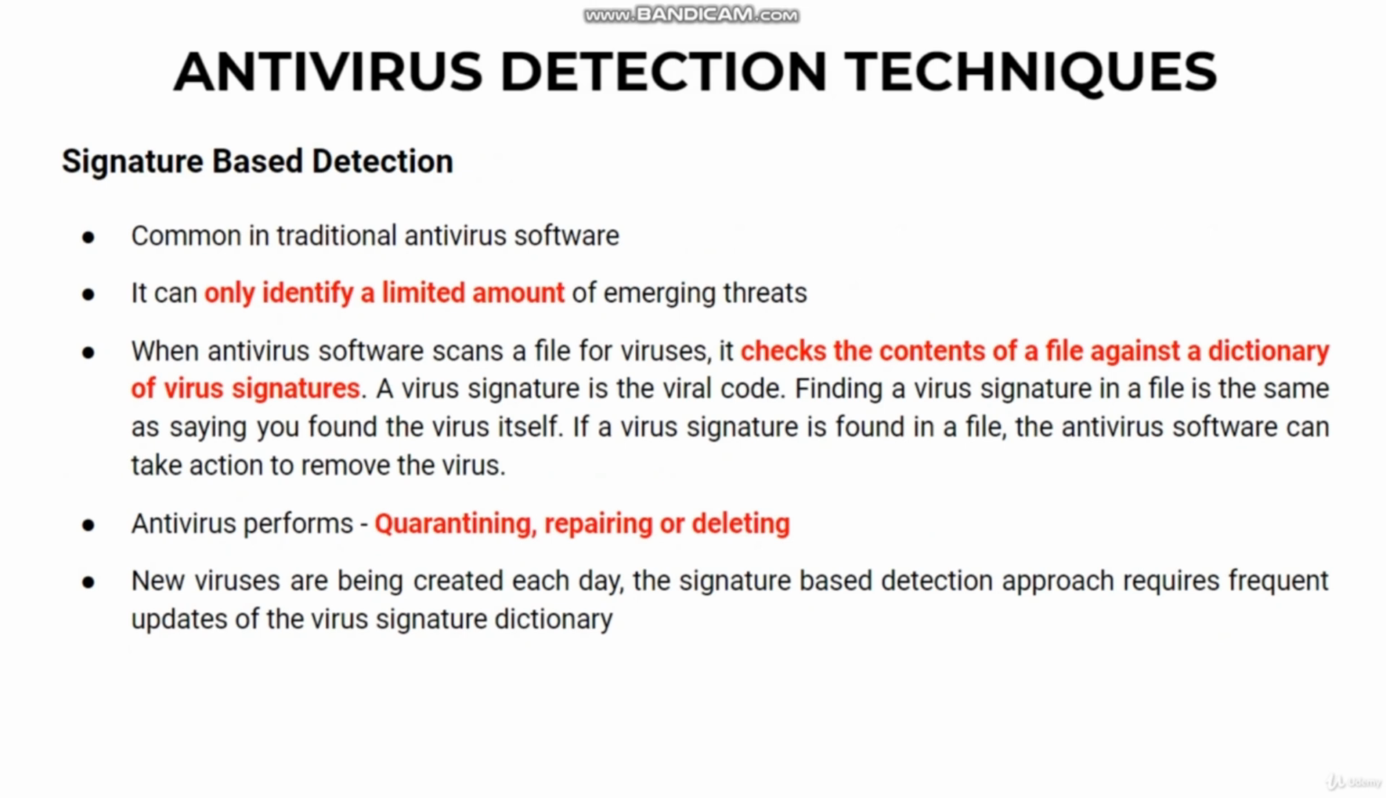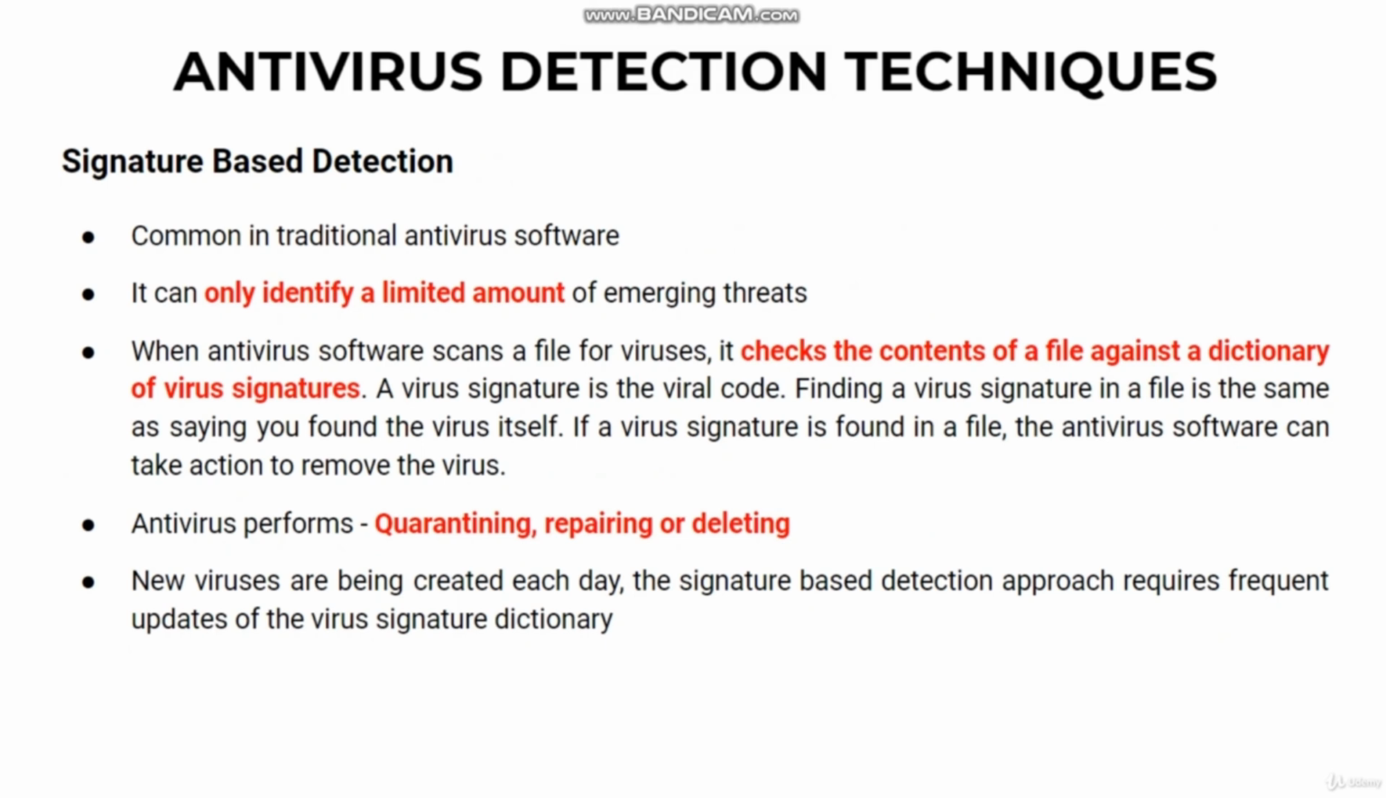When antivirus software scans a file for viruses, it checks the contents of a file against a dictionary of virus signatures. A virus signature is the viral code. Finding a virus signature in a file is the same as saying you found the virus itself. If a virus signature is found in a file, the antivirus software can take action to remove the virus.